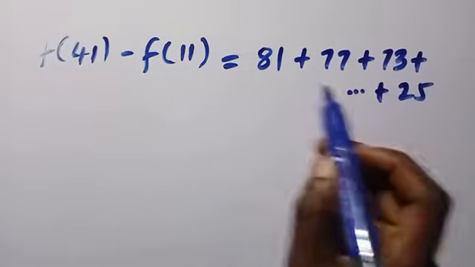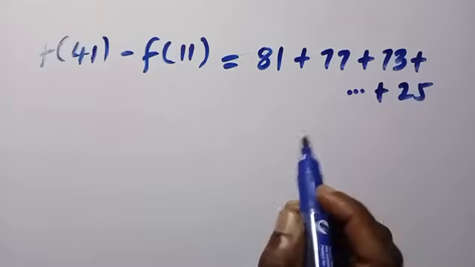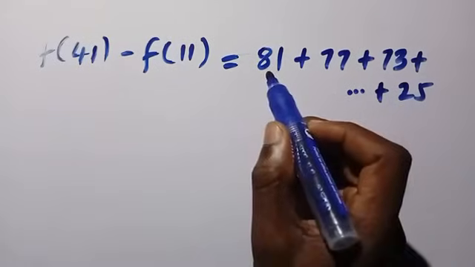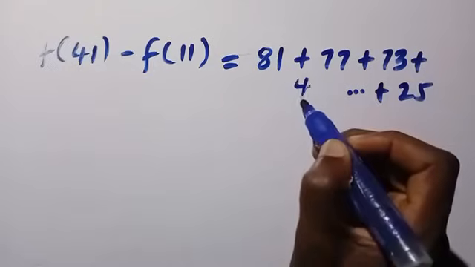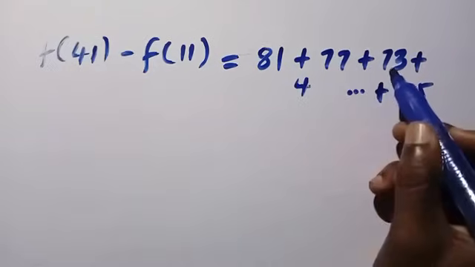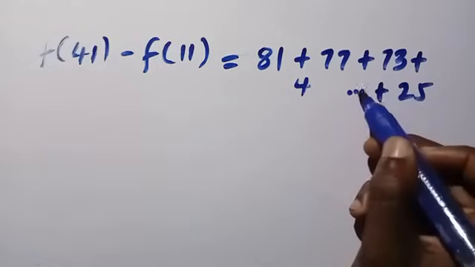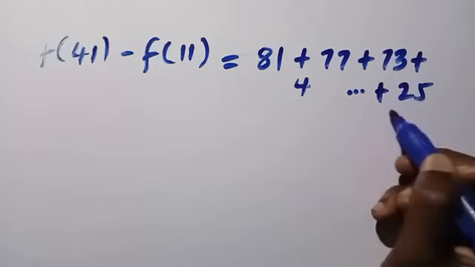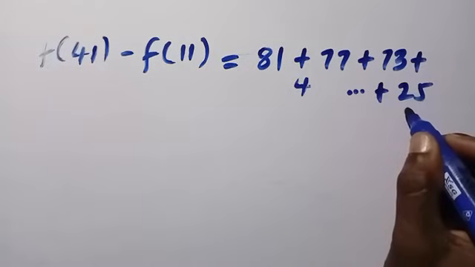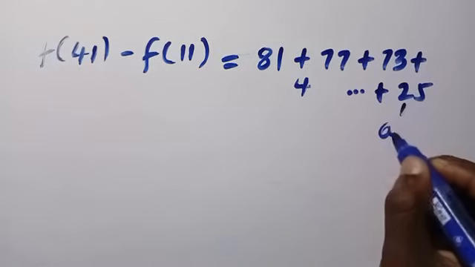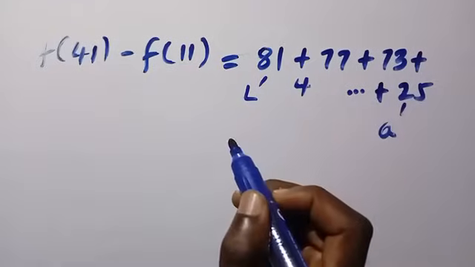Then let's add all this together. But to add this, we apply the sum of a series. For the first one, from 81 to 77, the common difference here is 4. From 77 to 73, it has the same common difference. And from the last number to this last 25 is also 4. Then here is the first term. The first term is a, which is 25. Here is the last term, which is 81.